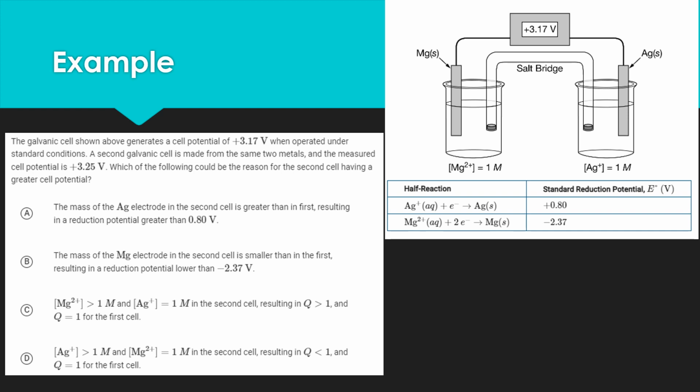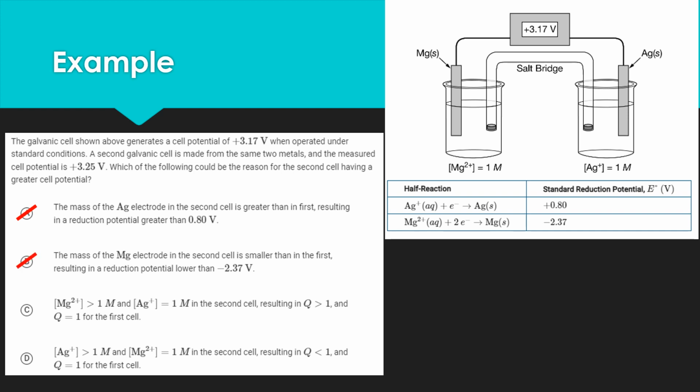Well, like I said on the previous slide, changing the mass of the electrode is not going to change our voltage. So we can eliminate A as an answer. Letter B says the mass of the magnesium electrode is being changed. Again, the mass of the electrode has no effect, so we're going to eliminate that.